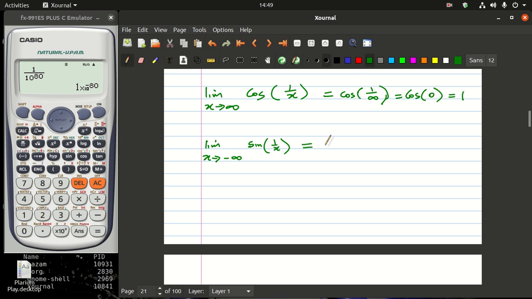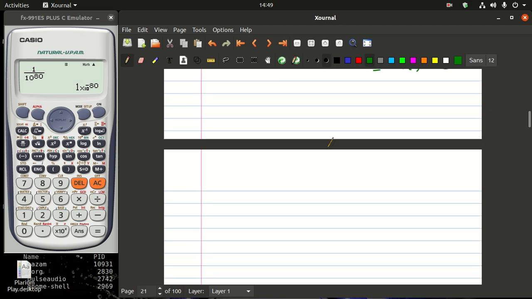And for the second one, remember that I have 1 over negative infinity, so I will end up having sine of negative 1 over infinity. You can see that negative 1 is still a constant. A constant divided by infinity is always going to be a 0. So you have sine of 0, and this is a 0. So these are other methods of trying to solve this limit.